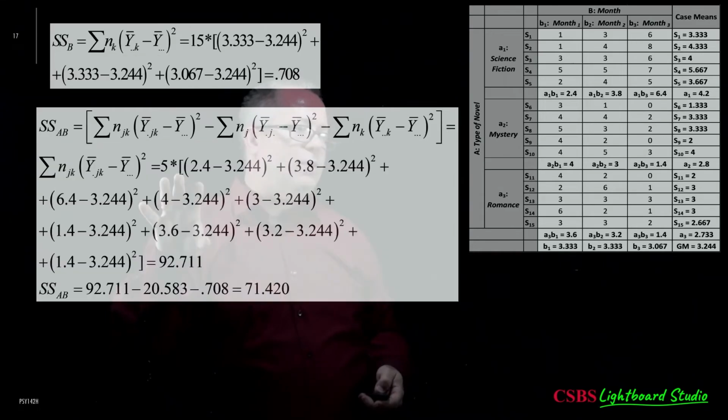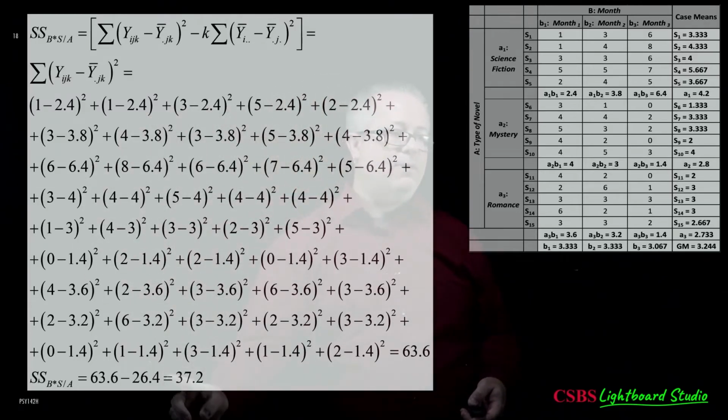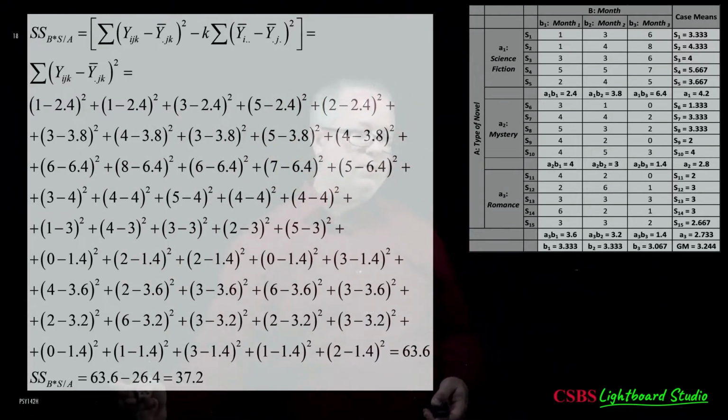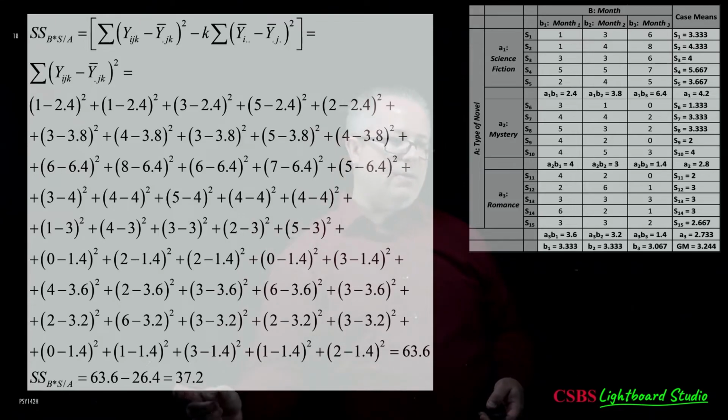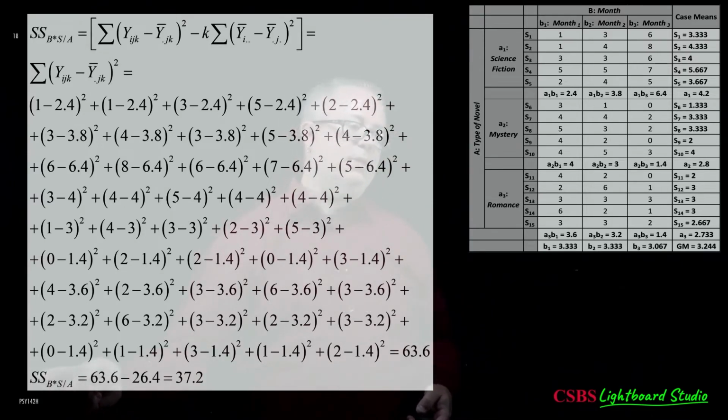I can't leave that alone. I can't pretend like that's just random now. I can't just leave it in here because that exists in here. But I already found it, that's 26.4. So I'm going to subtract those two. And this is now my repeated measures error term at 37.2, because it's the interaction between time, month in this case, and that between groups error term that we found a second ago.